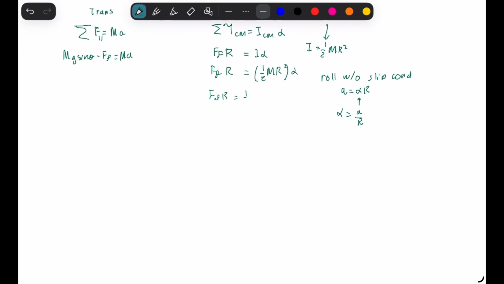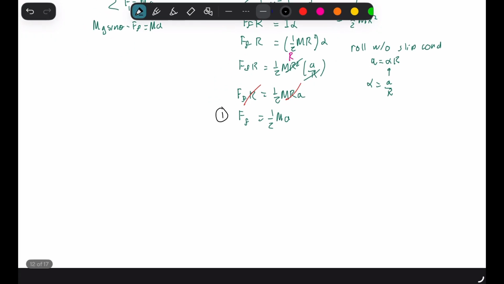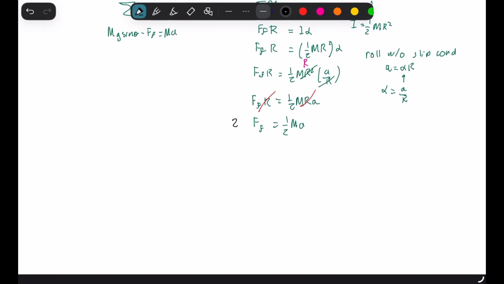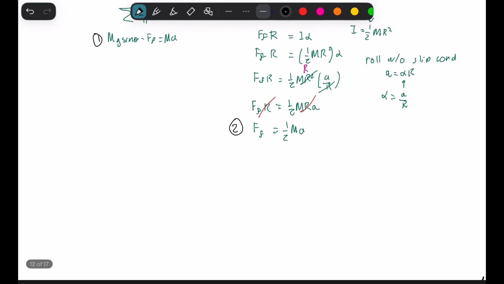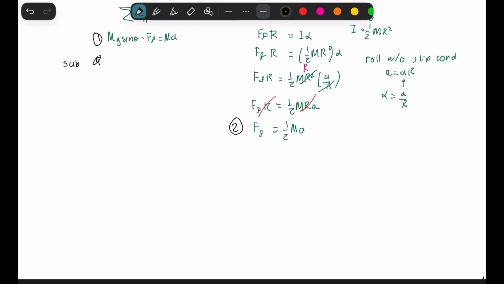So you're going to have ffr is equal to 1/2 mr squared a over r, and then this is going to be canceling out one of those r's. You're going to be left with 1 r left, and then this is ffr, and then this is 1/2 mra. This is ff is equal to 1/2 ma, because you can see that this r is canceling out on both sides. So now we have our first equation, which we're going to call 1, or actually we'll call this 2, and we're going to call our mg sine theta minus ff our equation 1. Now we're going to say here, we're going to sub 2 into 1.